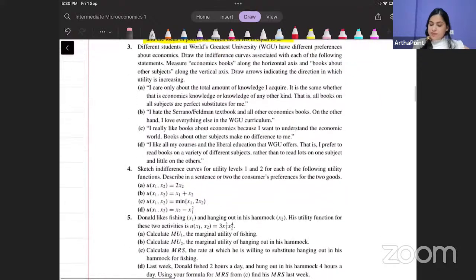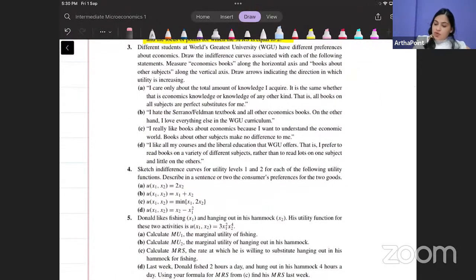Start reading this. Okay. So question says, different students at world's greatest university have different preferences about economy. Draw the indifference curve associated with each statement. Measure economics book on the x-axis and books about other subjects on the y-axis. Draw arrows indicating the direction in which utility is increasing.